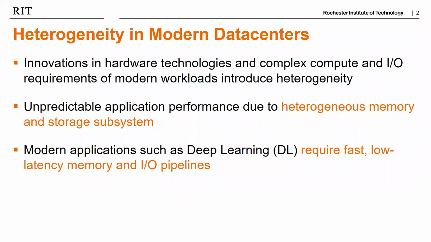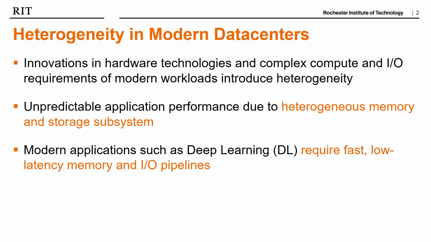First, I would like to discuss some key challenges with modern data centers. These data centers consist of tens of thousands of servers, which are divided into clusters depending on the resource specifications. This introduces heterogeneity and results in varying resource profiles that cause application performance to vary depending on the allocated resources. Similarly, memory and storage subsystems have varying throughput, IOPS, and latency, which also results in unpredictable application performance.